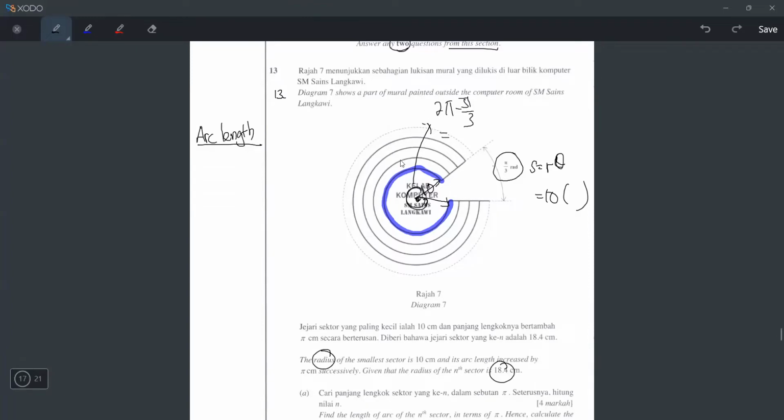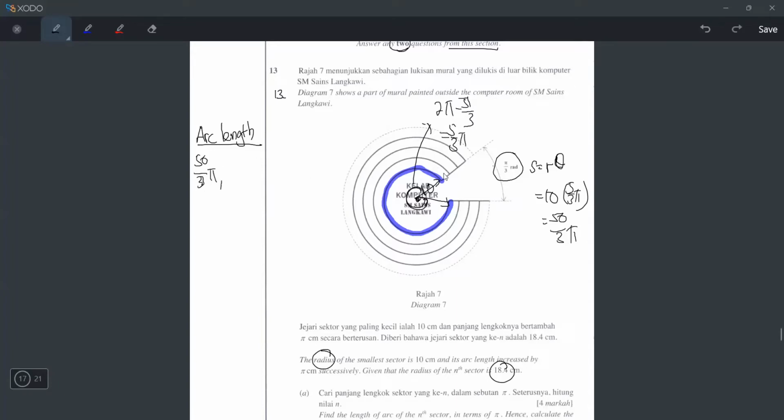Yeah, 5 over 3 pi radian. So 5 over 3 pi radian. Okay, means I will take 5 over 3 pi here. Means you'll get 50 over 3 pi. Means the blue color arc length is 50 over 3 pi.